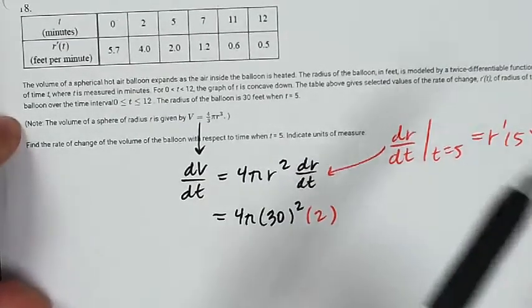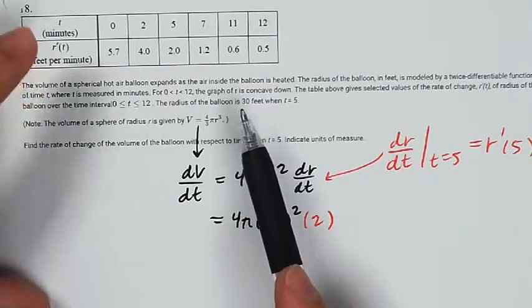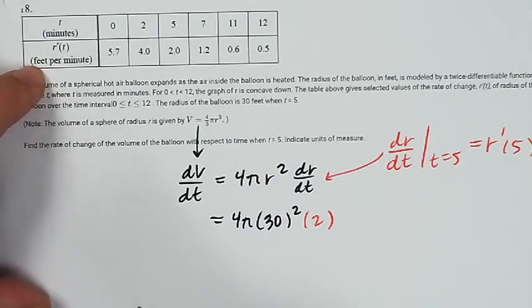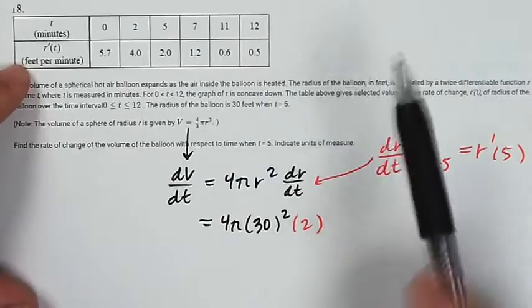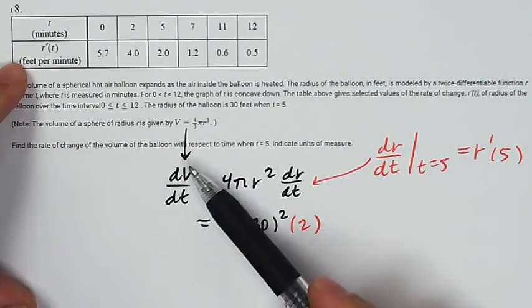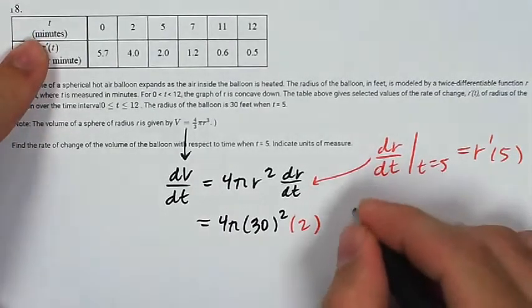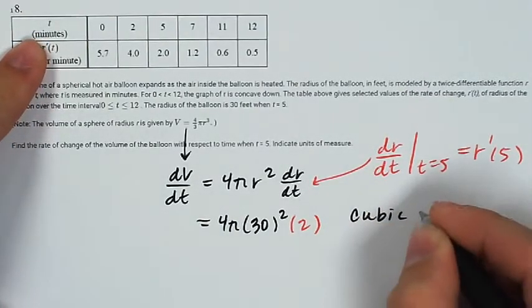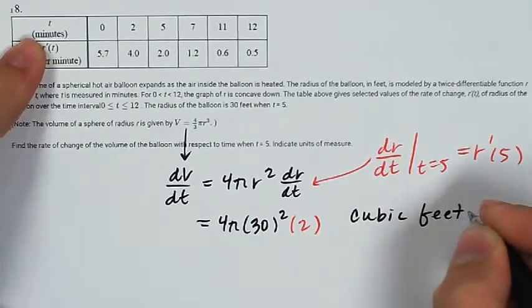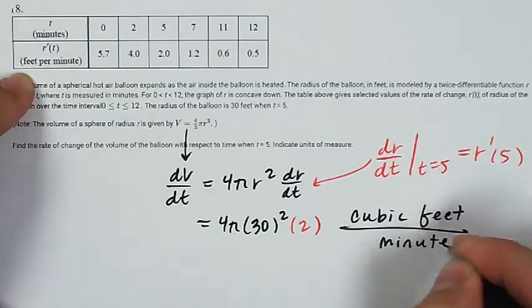And indicate units of measure. We can do this, right? Because we know that the rate of change of radius is measured in feet per minute. Well, the volume is in cubic feet, per unit of time in minutes. So this is cubic feet per minute.